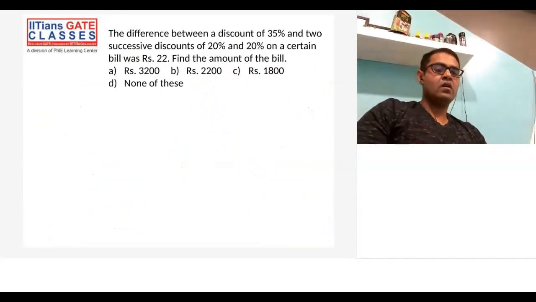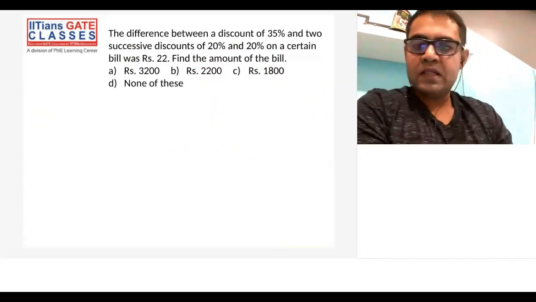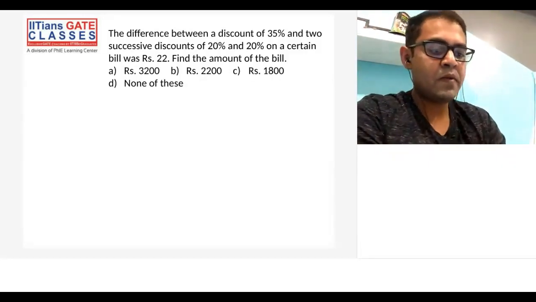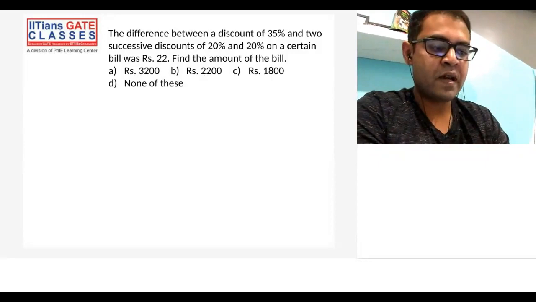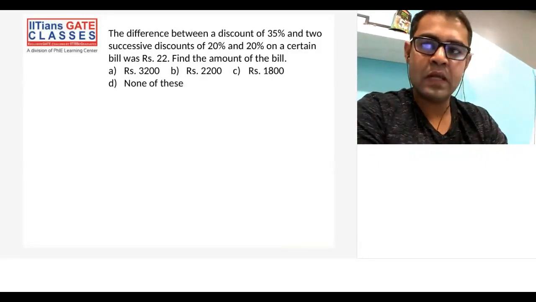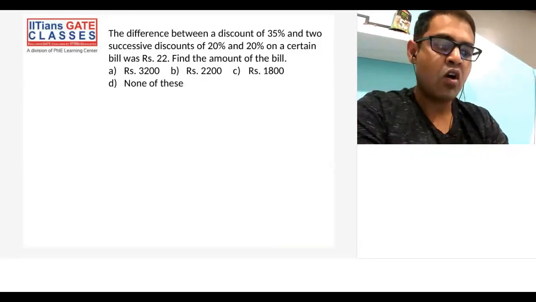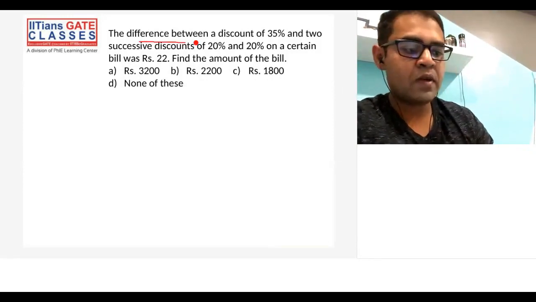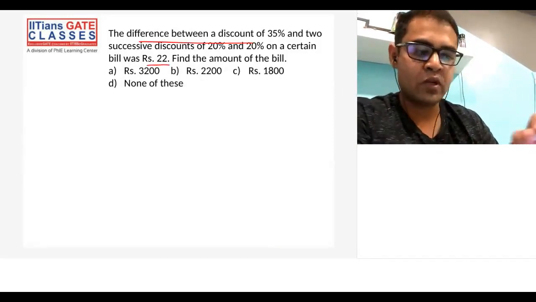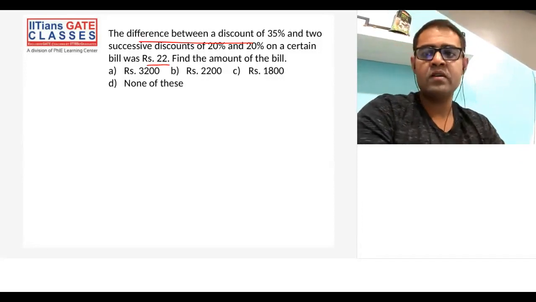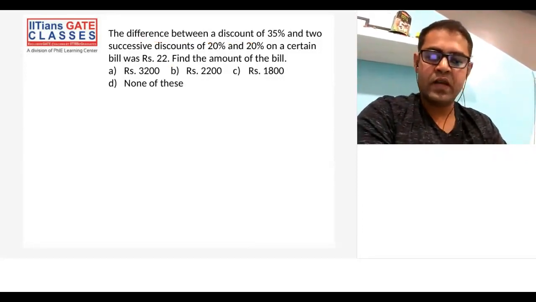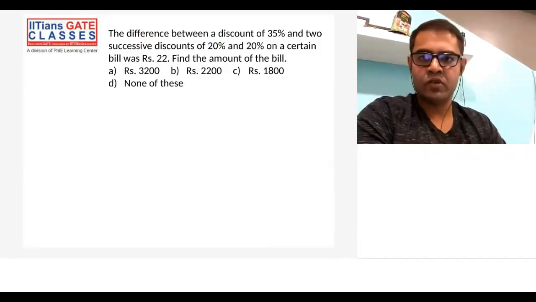All right. So let's see the next question. The question says: the difference between a discount of 35% and two successive discounts of 20% and 20% on a certain bill was 22 rupees. They are saying the difference between the discounts is 22. You have to find the amount of the bill. These are our options. Again, please pause the video and try this question yourself.